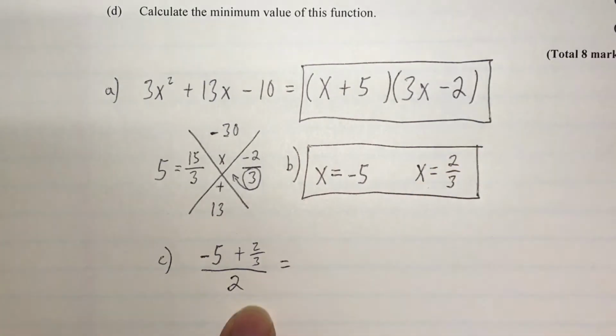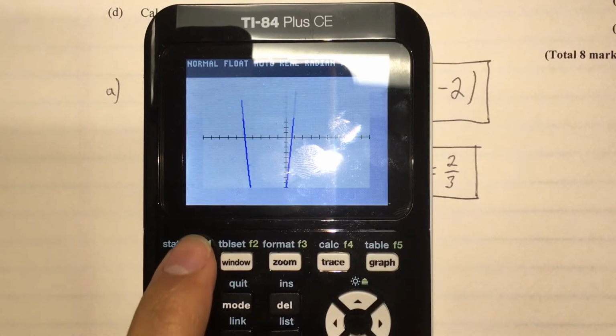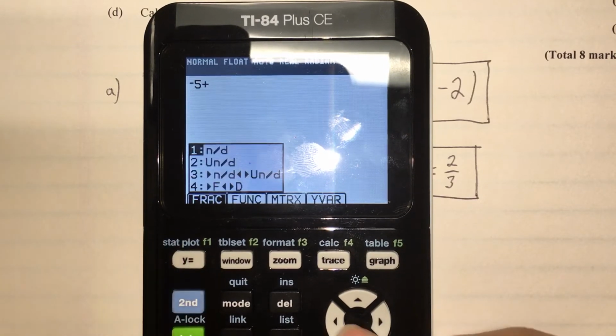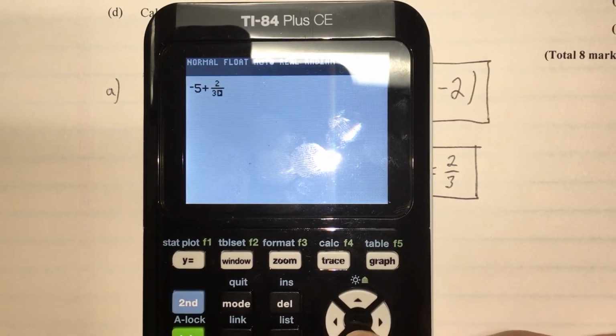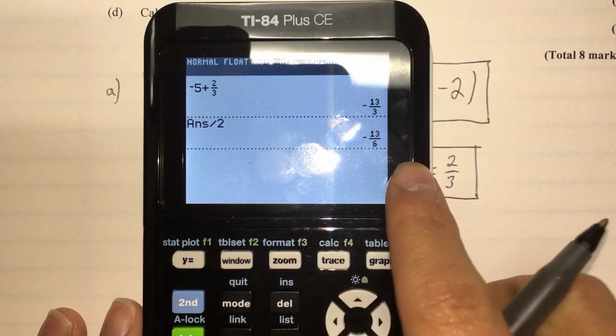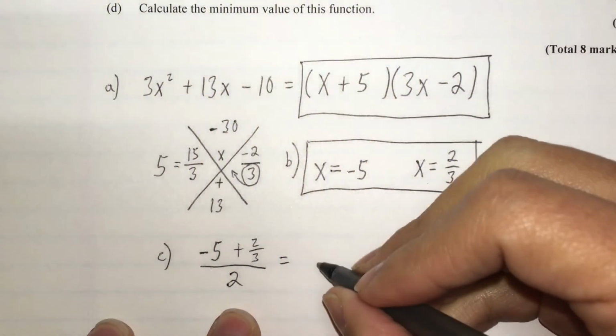And I'm going to enter this in the calculator. So it's -5 plus 2/3 and divide that by 2. So our axis of symmetry is at x equals -13/6.